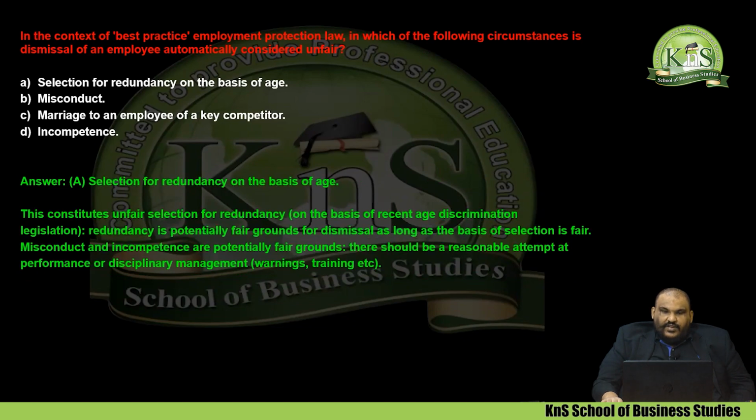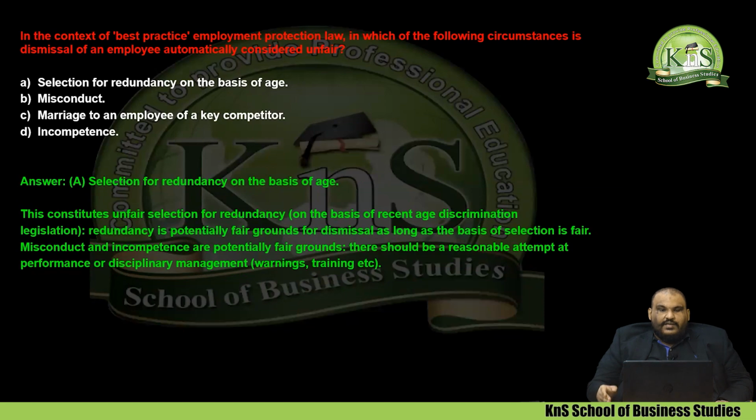Redundancy is potentially fair grounds for dismissal as long as the basis of selection is fair. If you are doing any misconduct or incompetence, again, these are fair grounds. Okay? If you are being fired for your misconduct and incompetence, that is a fair way to let you go. So option B and D are eliminated. And there should be a reasonable attempt at performance or disciplinary management, meaning you have warned them, you have trained them, you have disciplined them, but these guys continue to mess up, so you have to let them go, right?